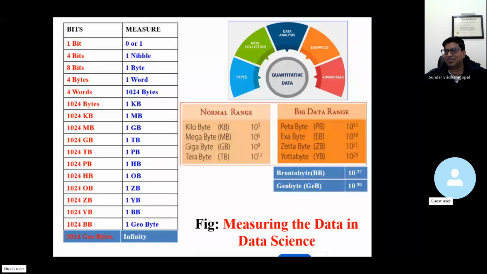So if you take the same measurement in data science, in mathematics, 1 kilobyte is 10 power 3, 1 megabyte is 10 power 6, 1 gigabyte is 10 power 9, 1 terabyte is 10 power 12. In the case of the big data range, petabyte is 10 power 15, exabyte is 10 power 18, zettabyte is 10 power 21, yottabyte is 10 power 24, brontobyte is 10 power 27, geobyte is 10 power 30. This is the way we are measuring the data in data science.